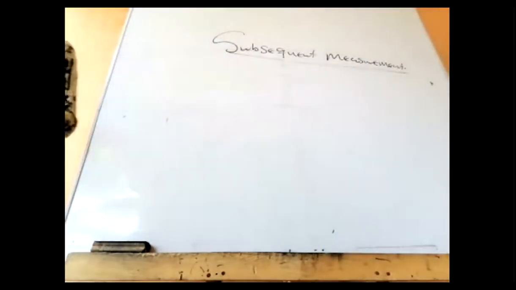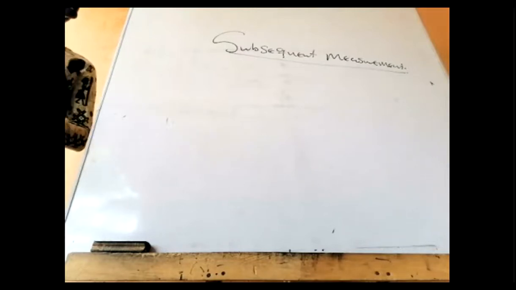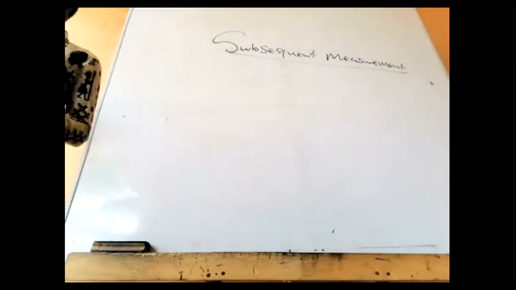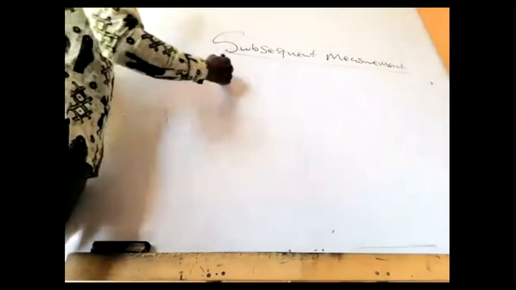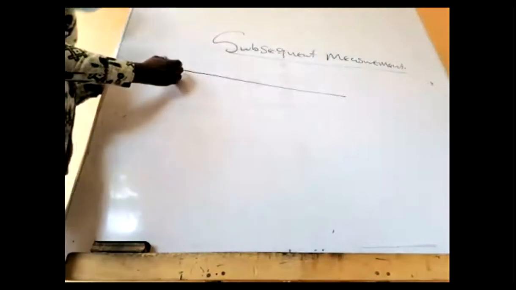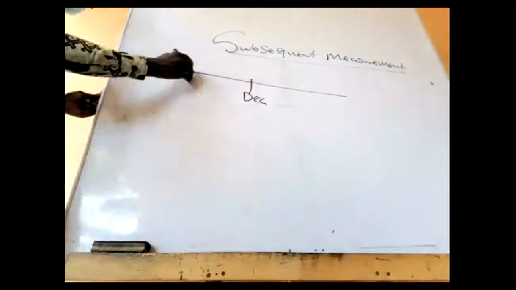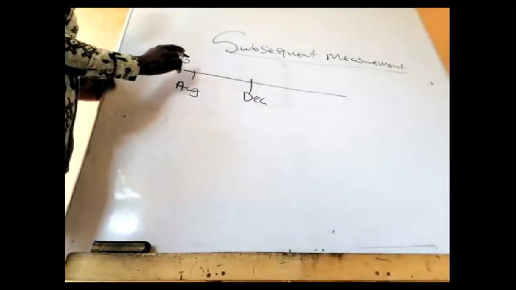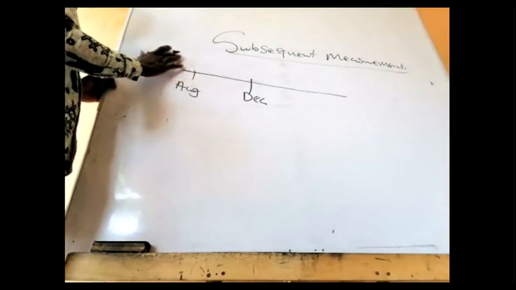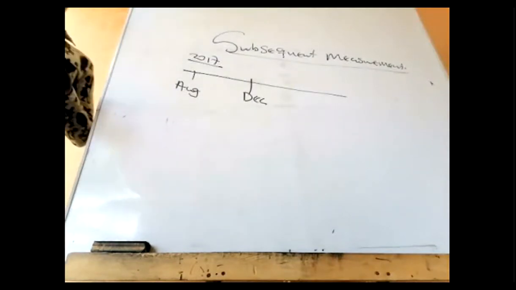Subsequent measurement. Now, when you talk about subsequent measurements, we are saying that measurements after initial recognition, or measurements after the initial value. So let's assume that your reporting date is, let's say, December, but around August 2017 financial year, you bought some goods.